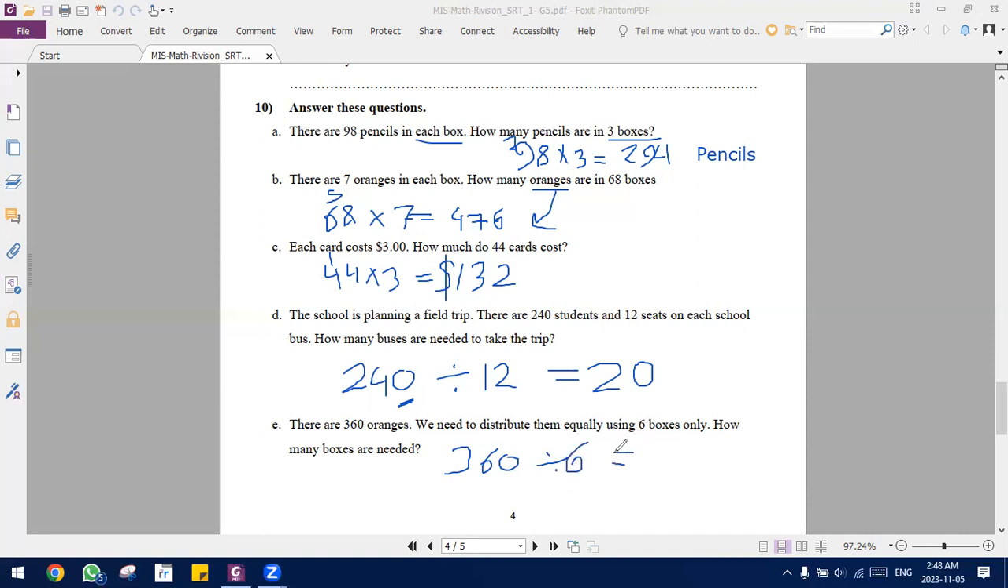It can include 6. So now when I need to divide by 6, again, it's a very big number. Forget about the 0. We'll add it at the end. 36 divided by 6 is 6. Now let's add the 0. 60. So how many boxes needed? 60. So we say 60 boxes.